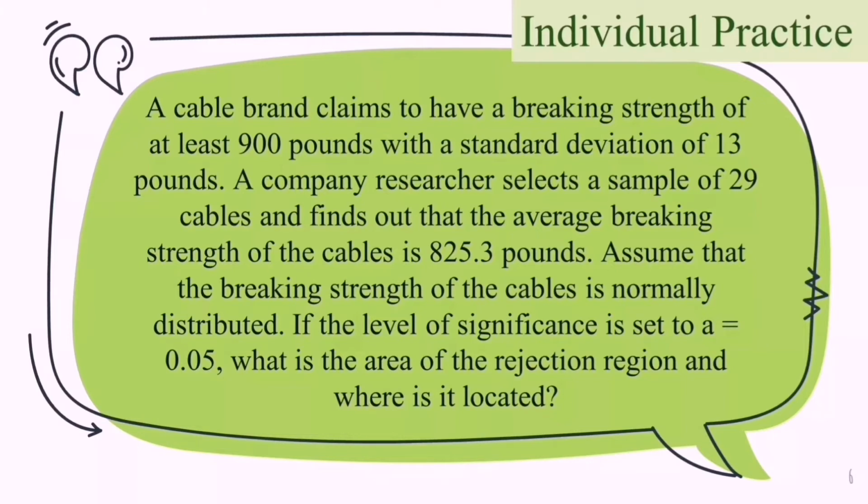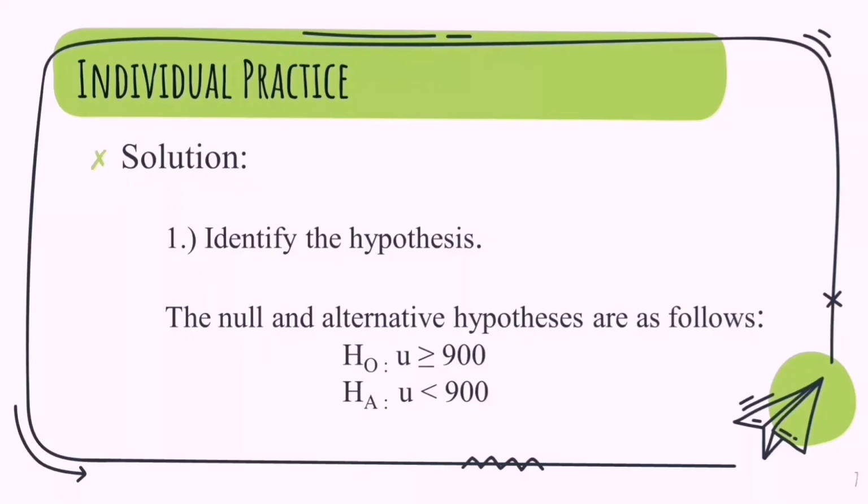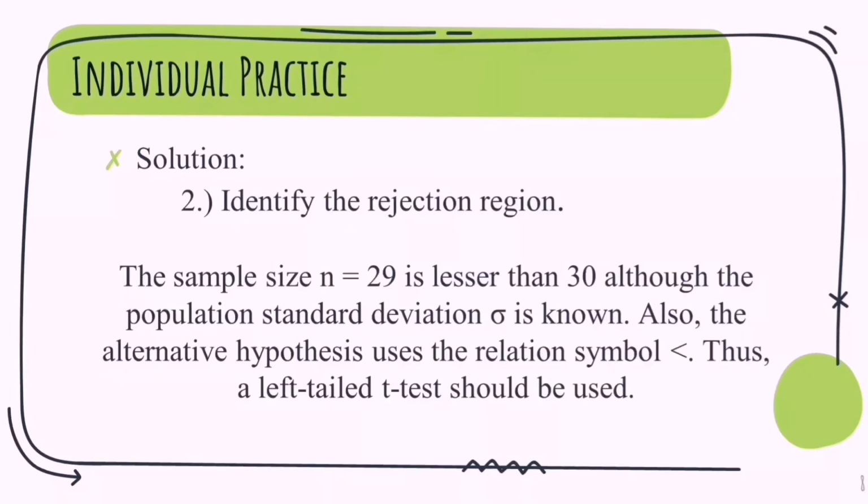So, the solution. The first thing that we'll do is identify the hypothesis. As shown in the problem, the cable brand claims to have a strength of at least 900 pounds. Therefore, the null and the alternative hypothesis are as follows. The null hypothesis is mu is greater than or equal to 900, and the alternative hypothesis is mu is less than 900.